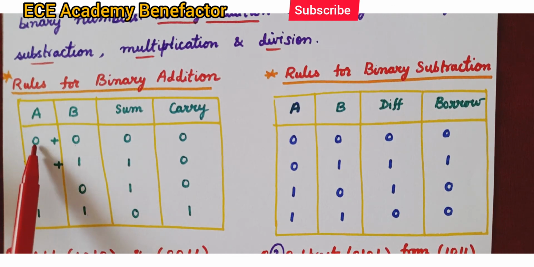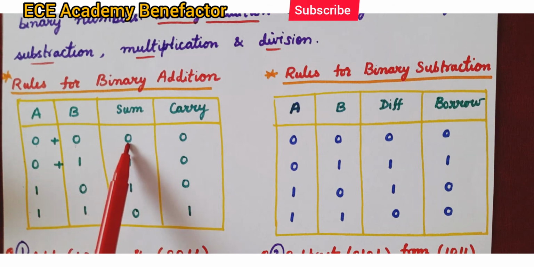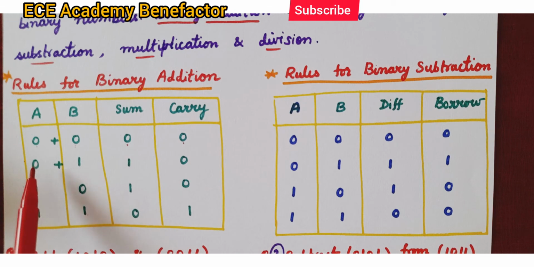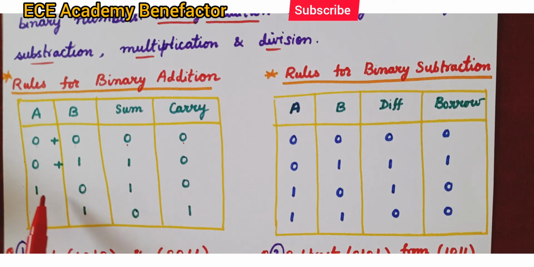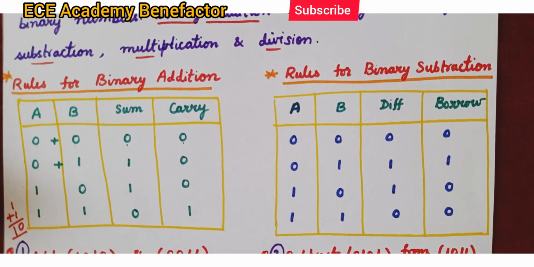When you are adding 0 plus 0, sum will be 0, carry is also 0. If you are adding 0 plus 1, sum is 1, carry is 0. If the inputs are 1 and 0, 1 plus 0 will give sum as 1, carry as 0. If 1 plus 1 is added, it will give the sum 0 and carry as 1. Sum is 0, carry is 1.